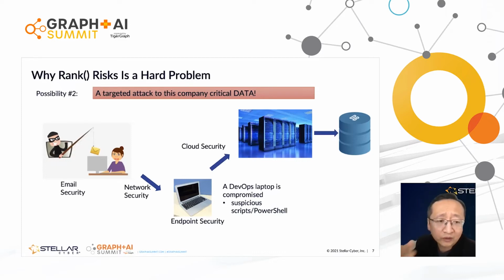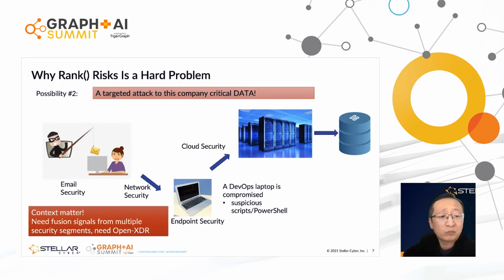Also, in order to build the context, in this example you can see it needs more than one security approach. It needs email security, network security, endpoint security, and cloud security. It probably needs data from multiple products, stitched together, to know this context. This shows the difficulty of the problem. Number one, context matters. We need to stitch things together to know what's going on. Second, in order to build context, we need to fuse signals from multiple security segments.